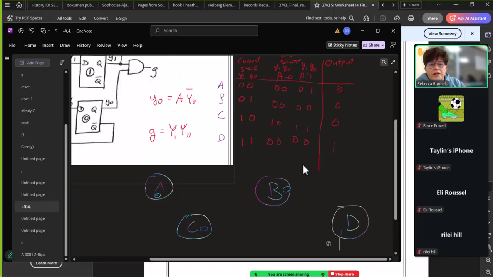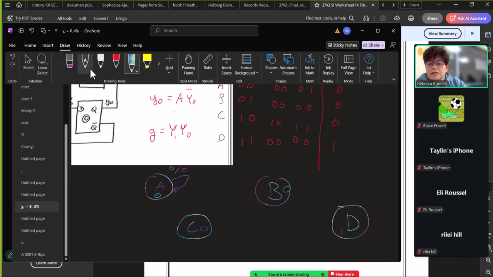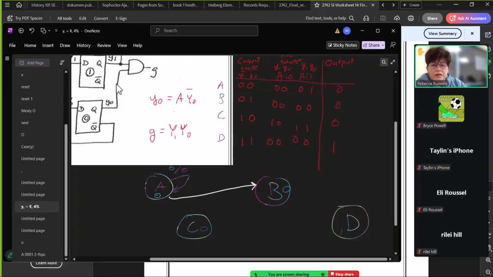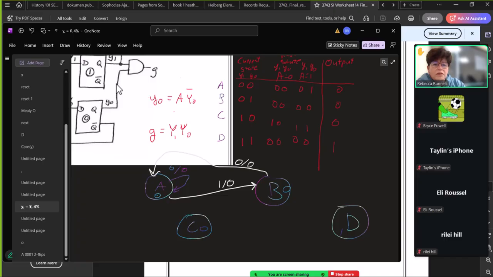I'm doing it anyway. Okay, A equals 0, I go back to myself with an output of 0. A equals 1, I go to 0, 1, which is B, with an output of 0. From B, if I have a 0, I go to A, with an output of 0. If I have a 1, I also go to A, with an output of 0.